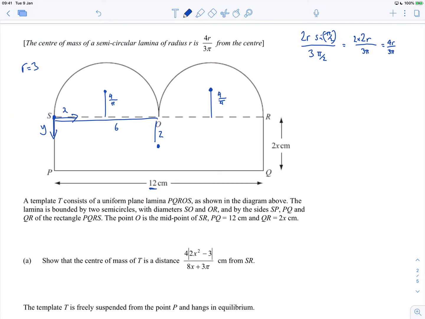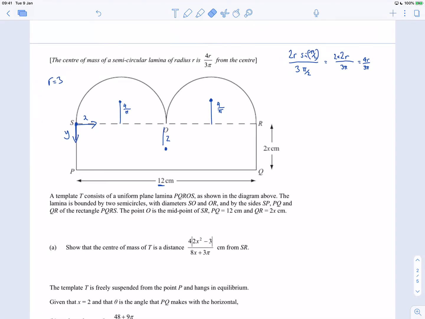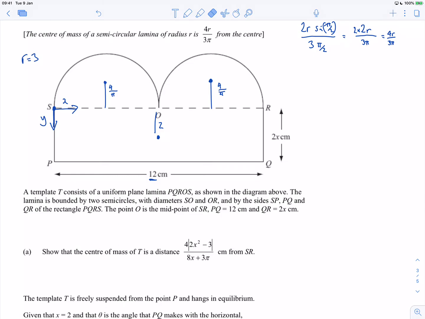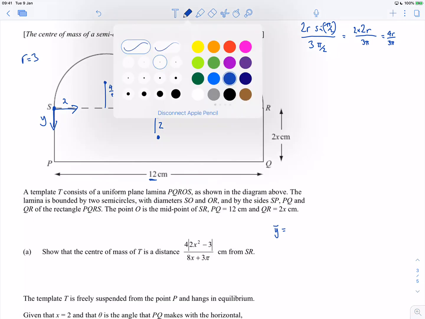So, because I'm interested in the distance of T from SR, really I don't need to know this 6. I'm more interested in these heights. So, y bar is going to be the sum of all the masses. Well, let's think about that.